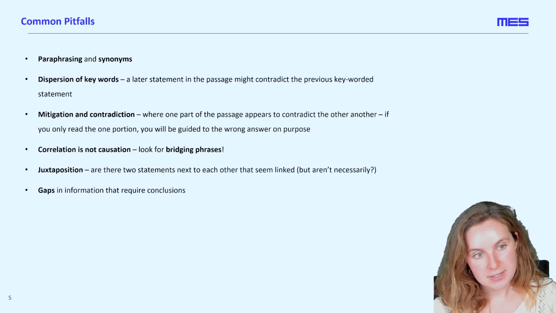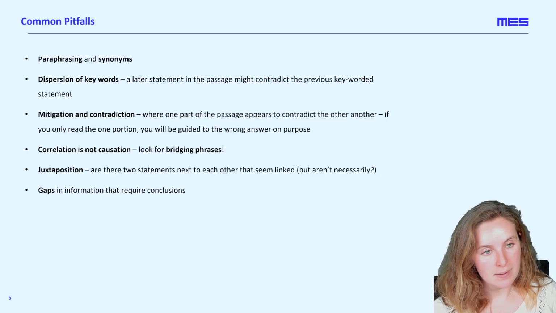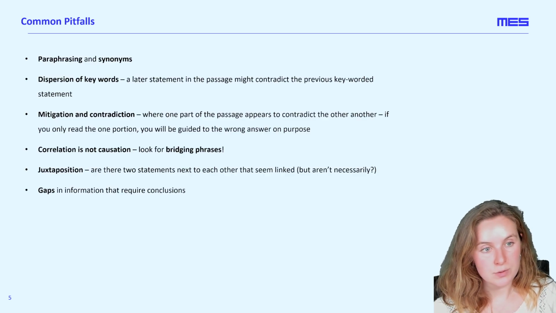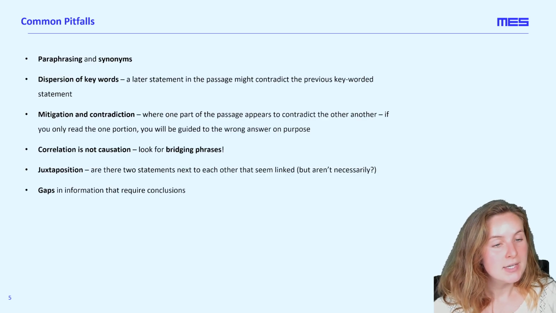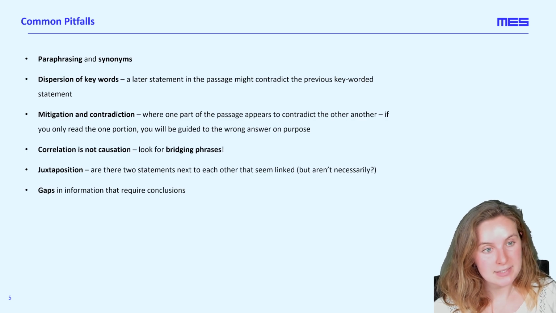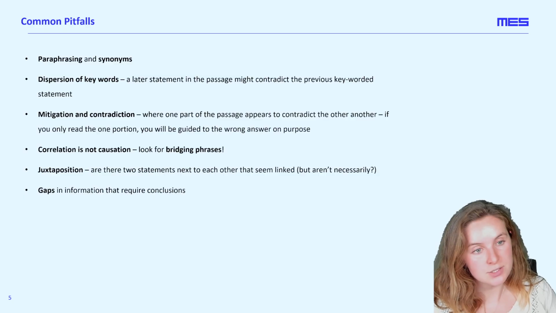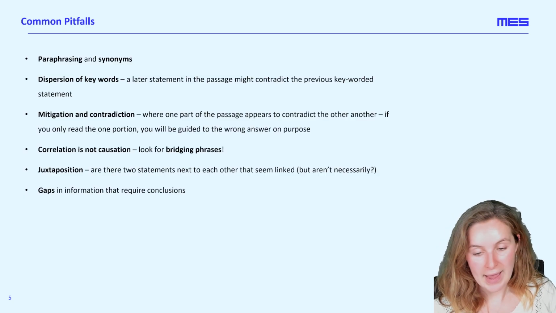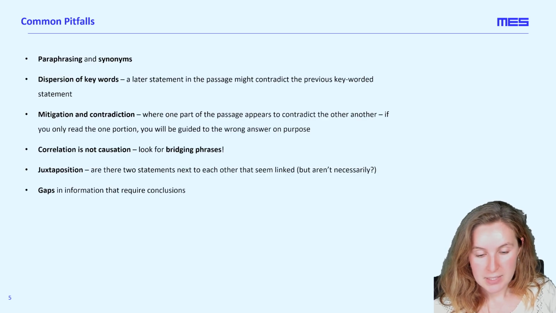Some pitfalls for this kind of question, I've mentioned these in a previous video as well. You're looking for details, and those details may be hidden using synonyms or paraphrasing, so that they're not as easy to find, and it requires a real analytical and specific eye to find the information in the time you have on the UCAT verbal reasoning section.